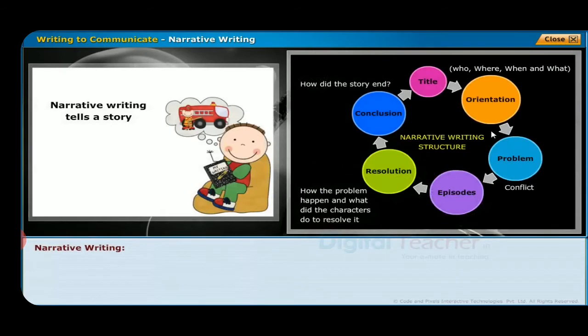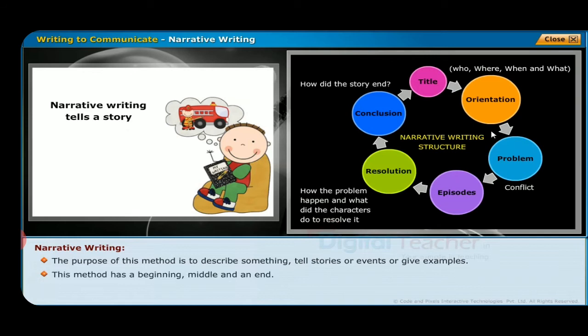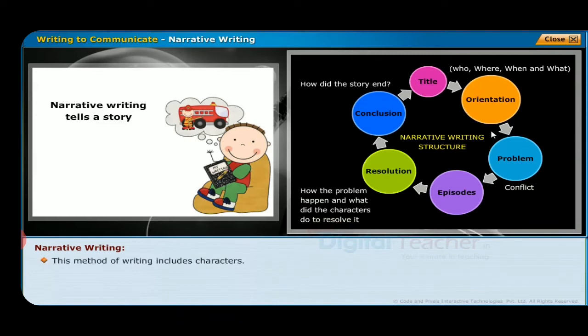Narrative writing. The purpose of this method is to describe something, tell stories or events, or give examples. This method has a beginning, middle, and an end. The details of this method describe the actions, thoughts, and feelings. This method of writing includes characters. This method of writing has a sequential order.